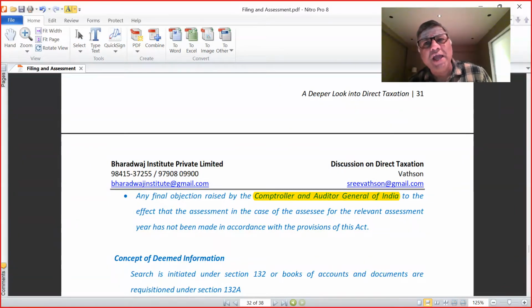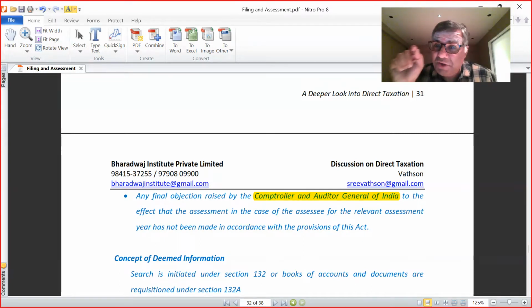How do you say I have not done assessment properly? Whatever details you have to verify, you have not verified. Whatever details you have to collect from the assessee, you have not collected. So in those cases, I will say that you have not done your assessment properly. Hence, it is a fit case for reassessment.